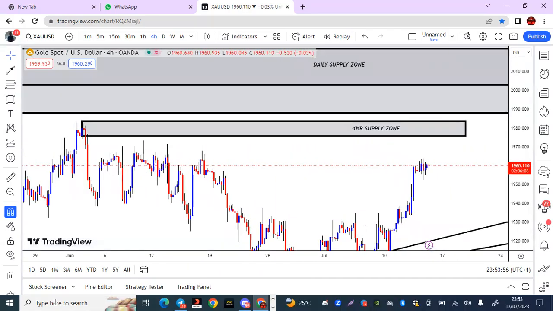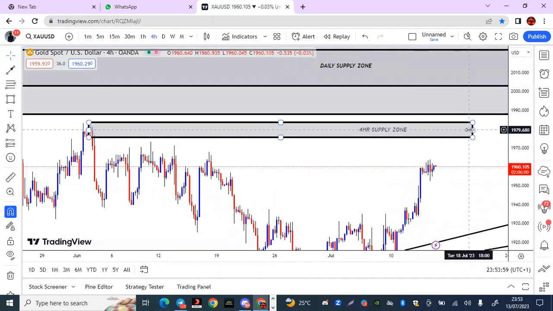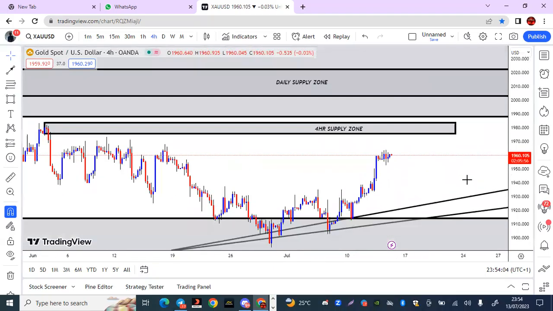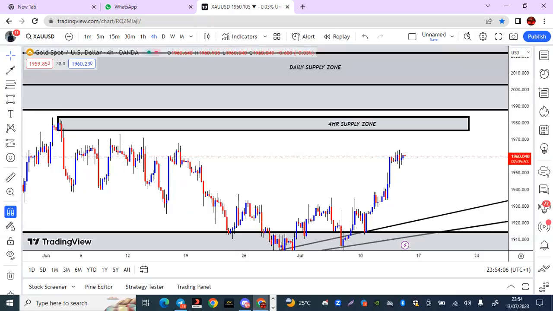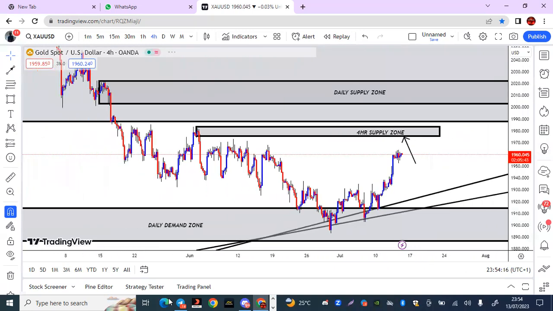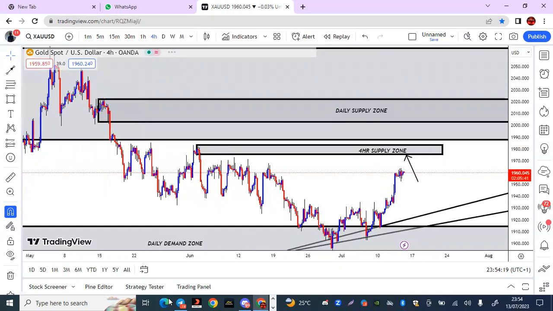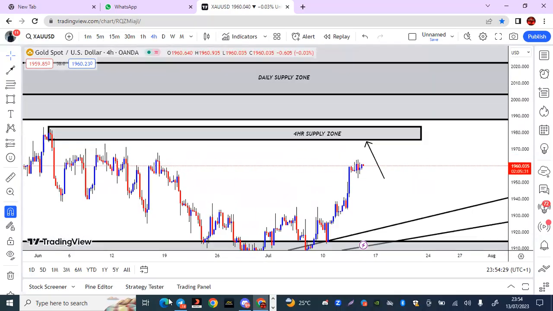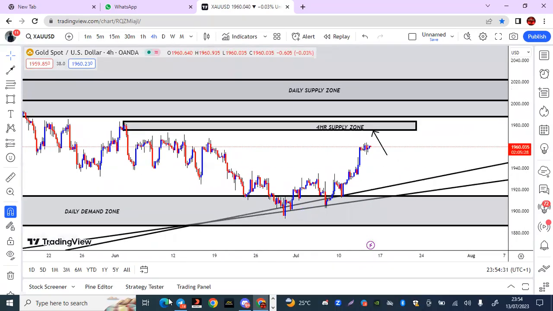Okay, so I gave a buy call on this particular pair. So I'm going to be looking at the take profit zone, or where we're expecting price to come to. We're expecting price to come here and touch this zone here. Now, if price wants to move up, then I'm going to be expecting a change of trend. I'm going to be expecting price to break the daily demand. Because right now, on the 4-hour time frame, price is still on an uptrend.